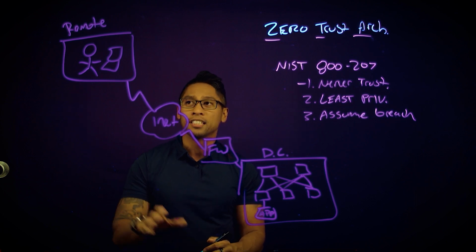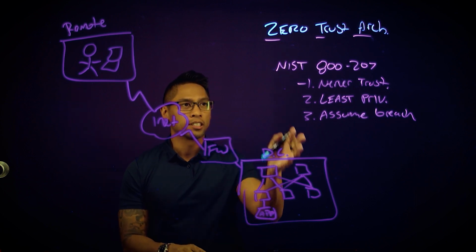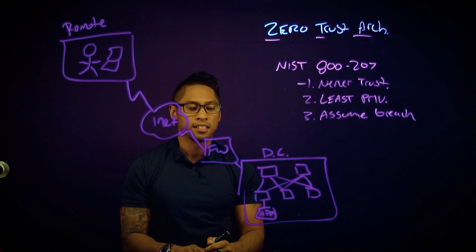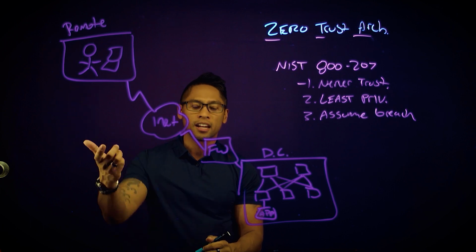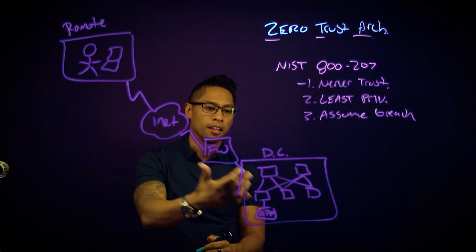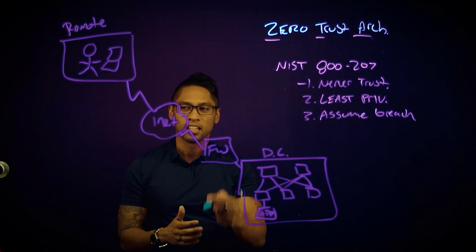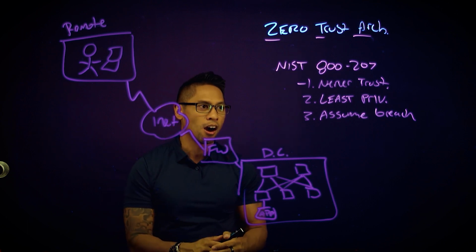Now, if we take this model and look at our core tenets of Zero Trust, we can see things fall down a little bit. First one, we've authenticated them one time, then we allow them in. We're not continuously validating that they are who they say they are.